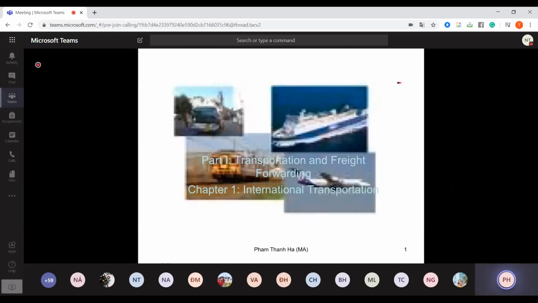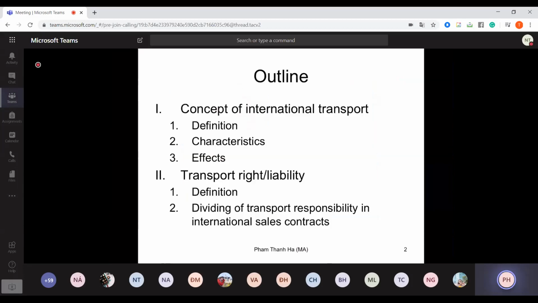This chapter is going to tell you about the general concept and also the features related to transportation. Then from the next chapters, I'm going to introduce different transportation modes: maritime transportation or sea freight, then air freight and container transportation, and then we combine everything into multimodal transport and so forth. First of all, let's see the outline of this chapter.